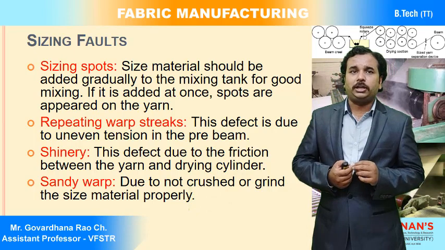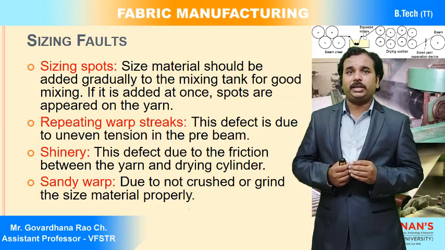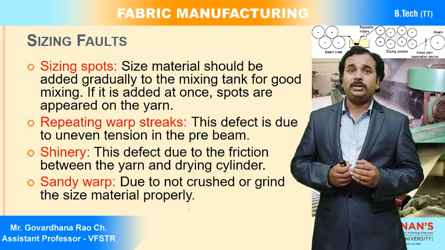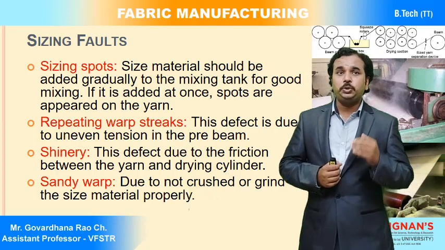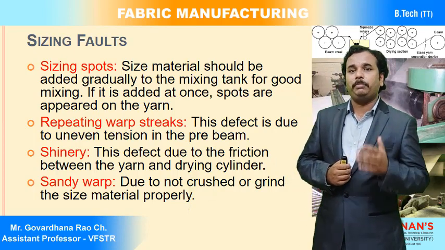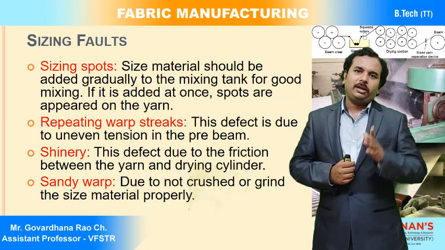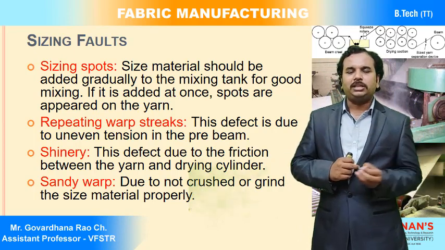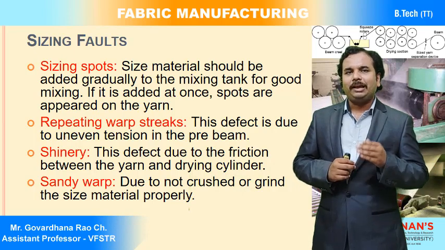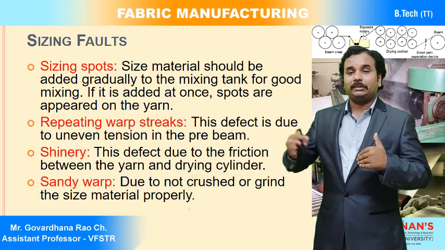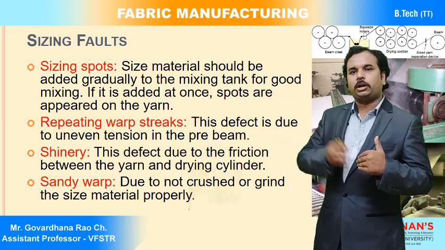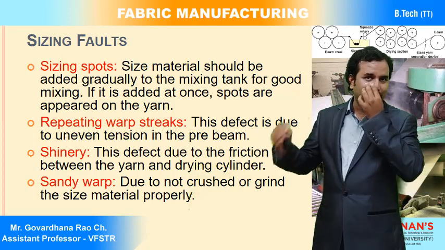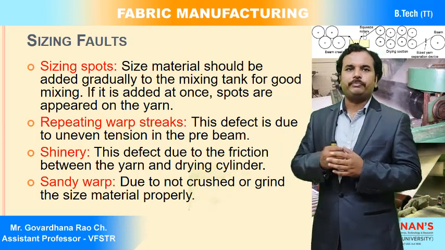Then the second fault is repeating warp streaks. This defect is due to uneven tension in the pre-beam. Pre-beam is nothing but the warper's beams we are talking about. If uneven tension is there, in that case we are going to get repeating warp streaks, repeating at 1 meter or 2 meters or half a meter.